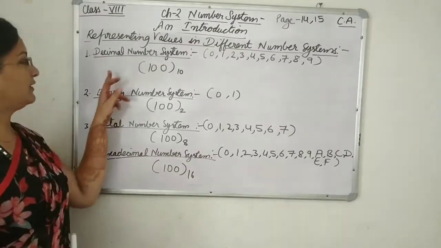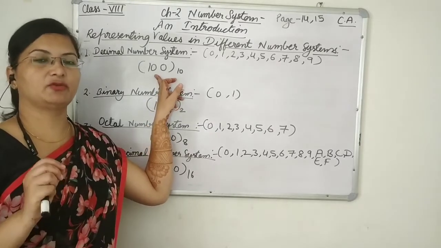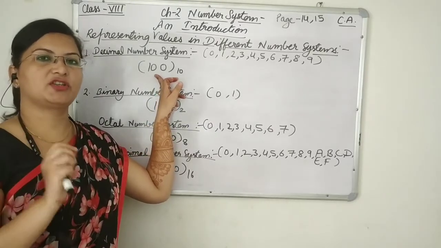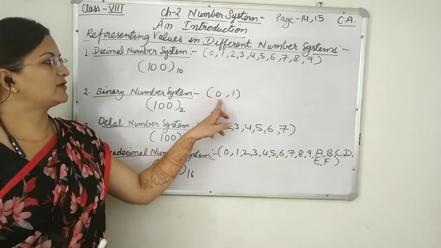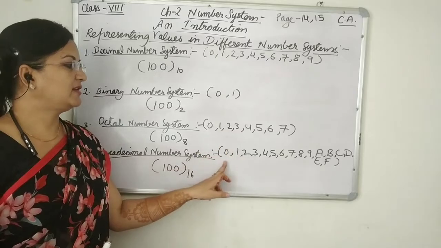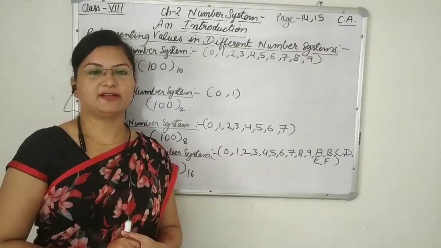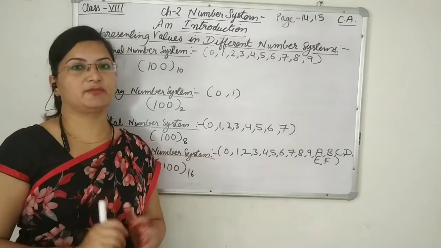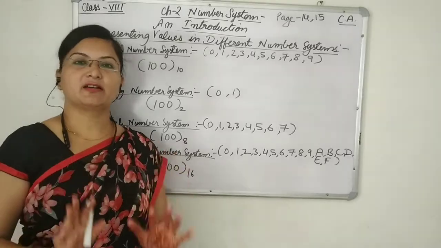Okay, so I will take a simple example, 100. Why 100? Because in 100 you know very well we have 1, 0, 0. So here also you can see we have 0 and 1. Here also 0 and 1, 0 and 1 and 0 and 1. So it will be an easy example for you to understand the different number systems understood by the computer. Remember, all these number systems are understood by computers.